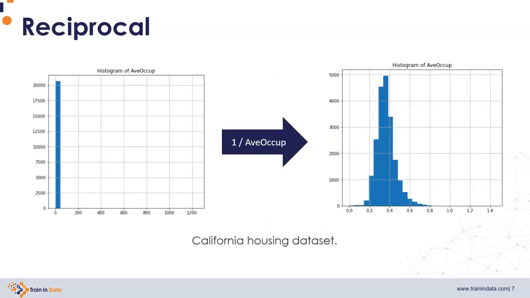In this example, I use the average occupancy from the California housing dataset, also from scikit-learn, which we can see is a very skewed distribution. And when we apply the reciprocal transformation, this is 1 over the original variable, we see that now we have a better spread of the values over a wider value range.